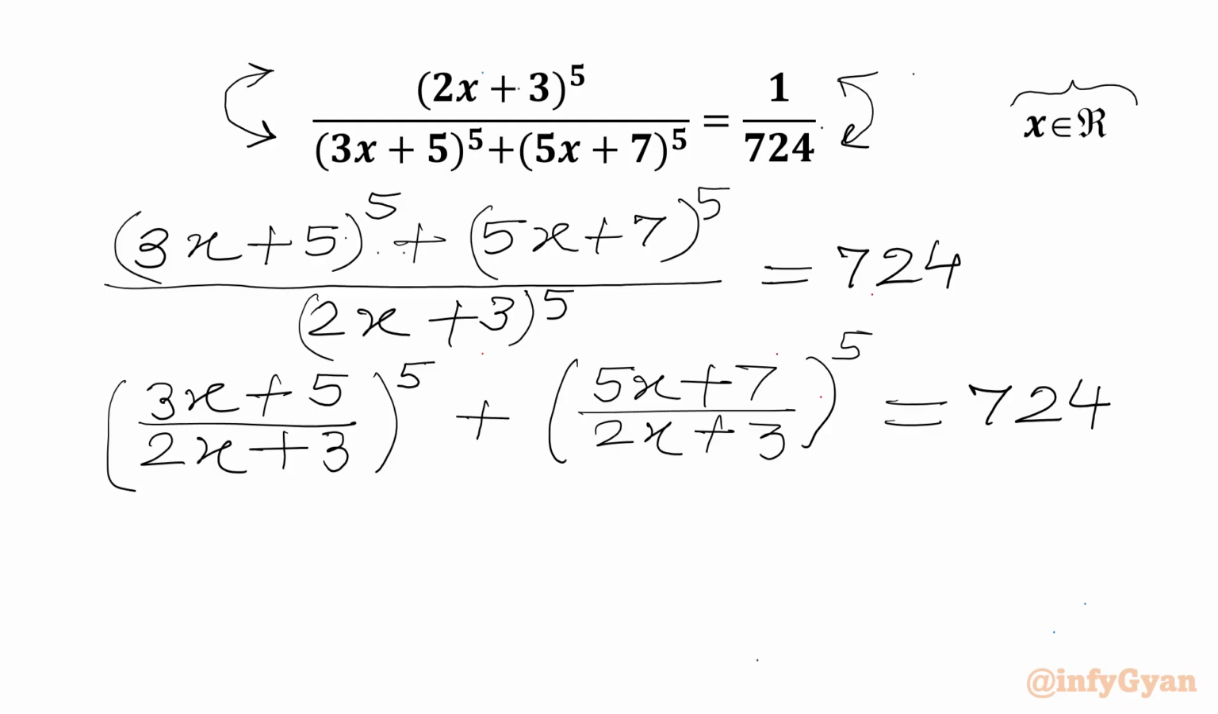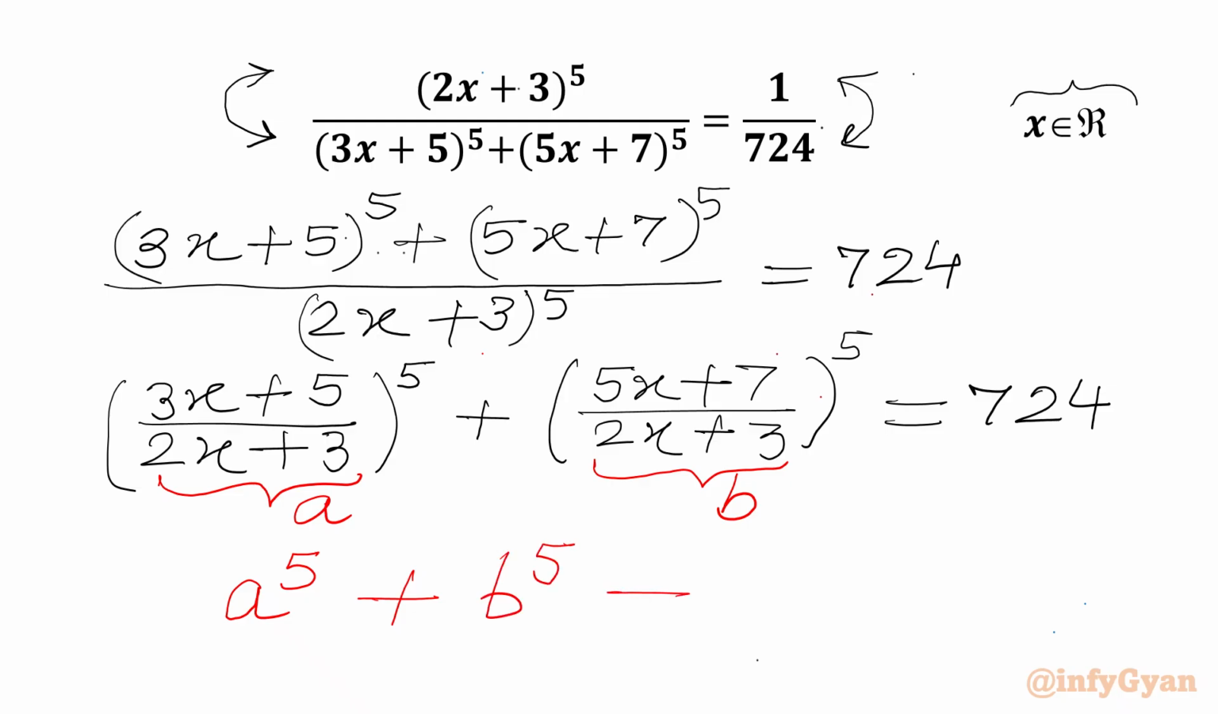Now we can consider substitutions. So I will consider this bracket equal to A and second bracket we can say this is B. So the very first equation which we can write from here, A power 5 plus B power 5 equal to 724. Let's say this is equation 1.